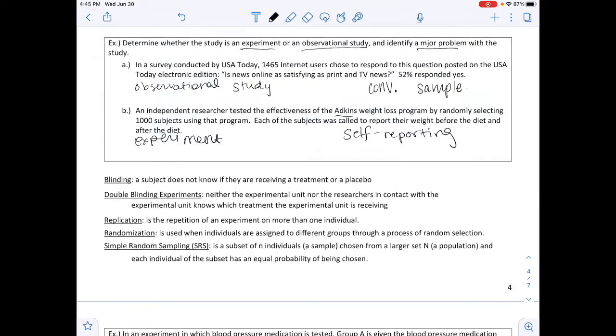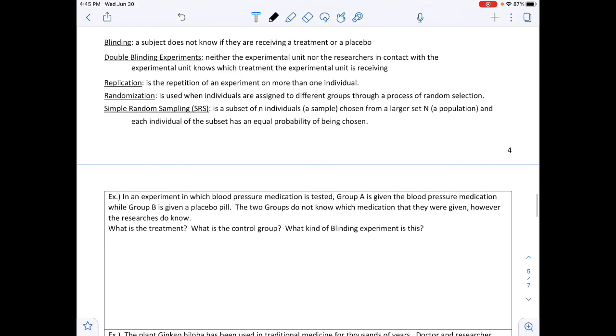At the bottom of page 4, we have some additional definitions. And so we have blinding. This is going to be a subject does not know if they receive the treatment or the placebo. Double blinding experiments are going to be neither the experimental unit nor the researcher in contact with the experimental unit knows which treatment the experimental unit is receiving. Replication is the repetition of an experiment on more than one individual. Randomization is used when individuals are assigned to different groups through a process of random selection.